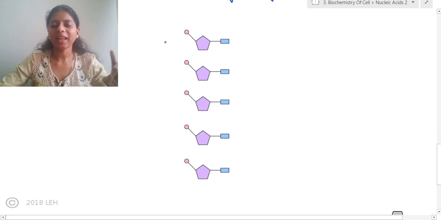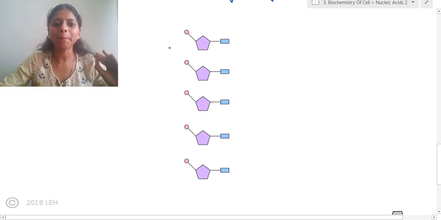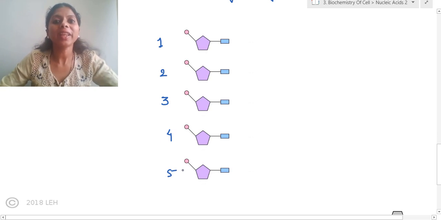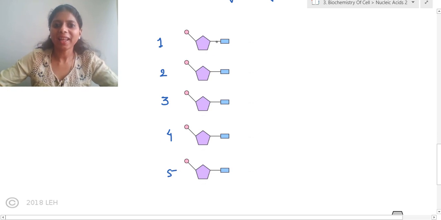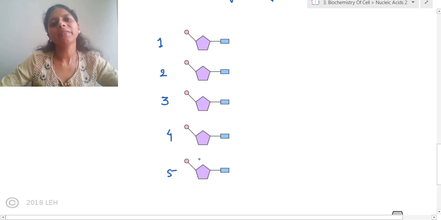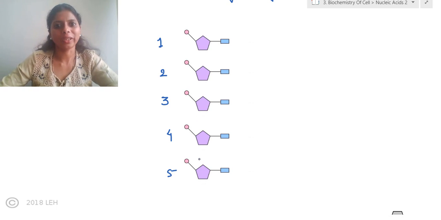Now I'll do the simplest one first. I'll number all these nucleotides. So this is the first nucleotide. This one will be the second, this is the third one, this is the fourth, and this is the fifth one. So I have taken 5 nucleotides and I arranged them one after the other. Got it?